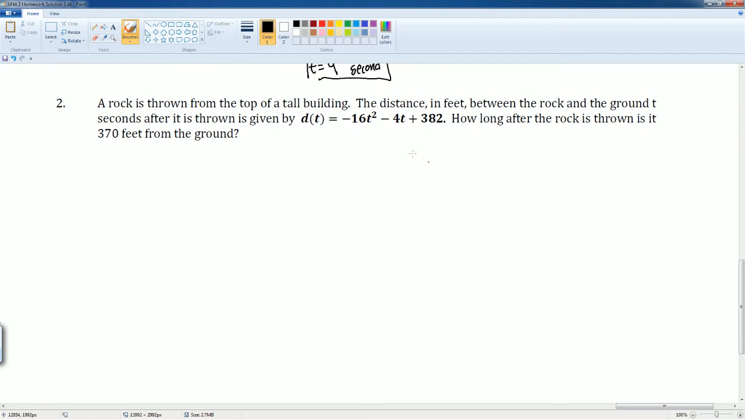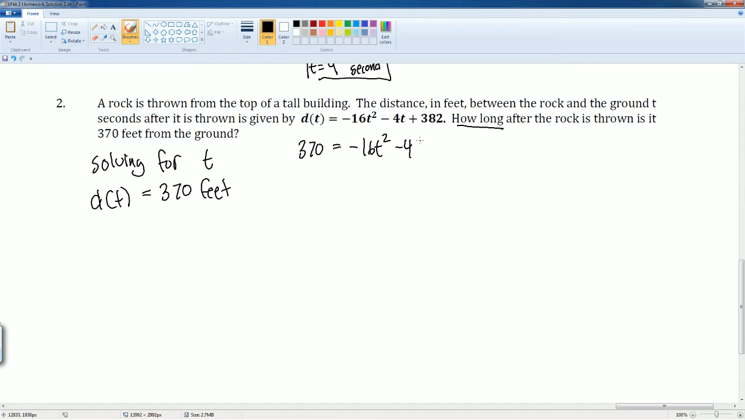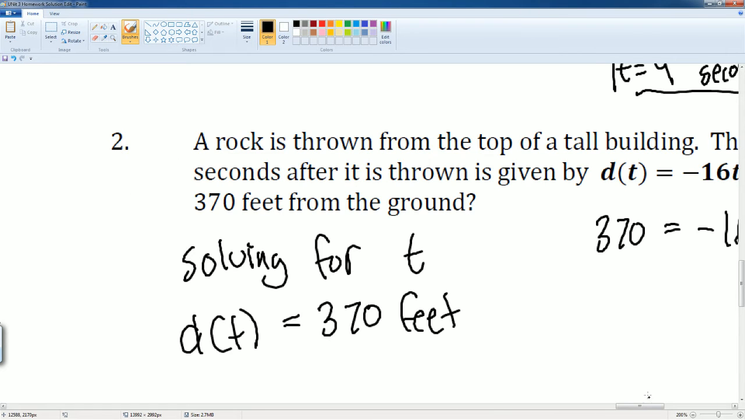So when it says how long, you're solving for t. And when it says it is at 370 feet, that's when d of t, or the output, is equal to 370 feet. Okay, so set up your equation. So 370, the output, equals negative 16t squared minus 4t plus 382.